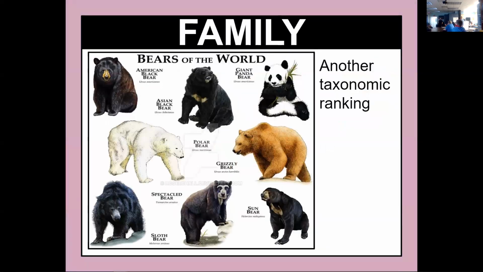All right, family. Another taxonomic ranking. These are the bears of the world. All these bears are in the same family. They are not all the same species. They are not even all in the same genus. Like polar bears, panda bears. So you got your grizzly bear, your polar bear, your black bear, and that's sloth bear. These three are in the same genus. These are in a genus all their own.